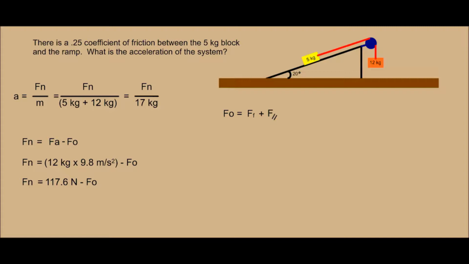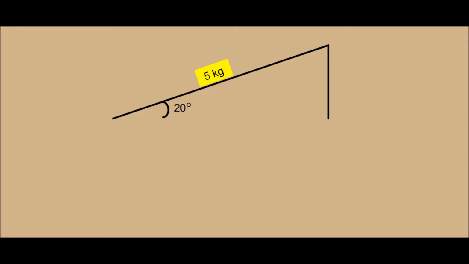All right, so a lot of steps here. Like I said, this is a great problem because it really summarizes almost everything we've learned so far up to this point. All right, so let's look at that 5 kilogram block. If we were going to draw a force diagram on this 5 kilogram block, this is how we would start. The weight of the block goes directly towards the center of the earth, goes straight down.